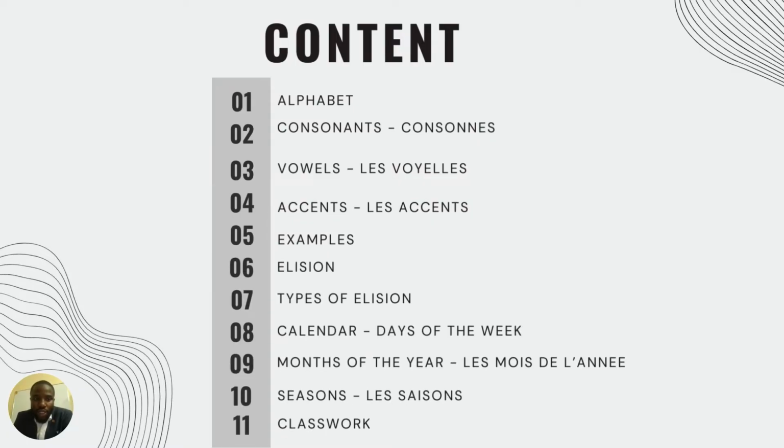So, under the alphabet, we are going to look at the characters. We're going to look at consonants, vowels, accents, because French is a different language, especially from English. We have small decorations that are on top of certain letters, and these decorations are called accents. They change the meaning, they sometimes change the pronunciation. So we're going to be giving examples of the accents, and we will look at elision, types of elision.